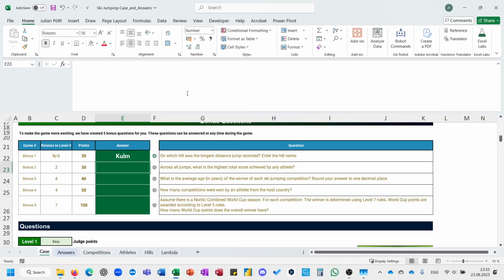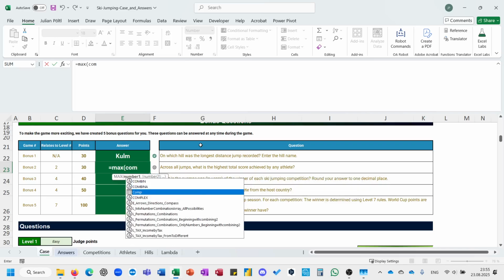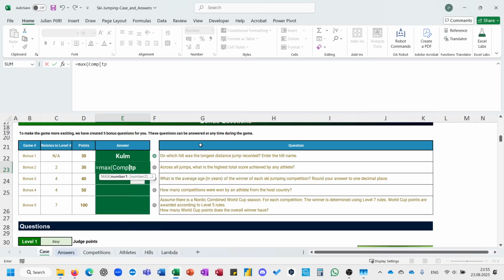Yes, cool. Across all jumps, what is the highest total score achieved by any athlete? So max of comp TP.